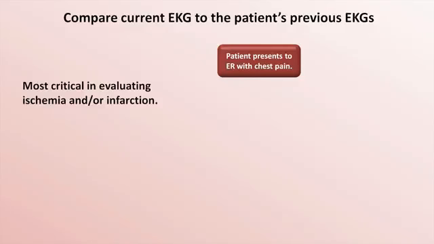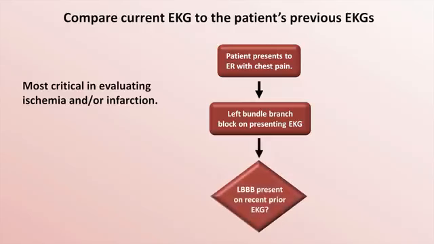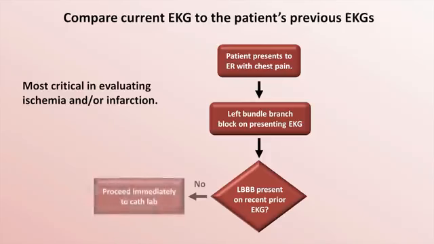If that EKG shows a left bundle branch block, the next question to ask is: was that left bundle branch block present on a recent prior EKG? If the answer is no, the left bundle is assumed to be the consequence of acute ischemia and/or infarction. Therefore, these patients proceed immediately to the cath lab and are considered to be a subtype of ST elevation MI unless cath proves them to be otherwise.